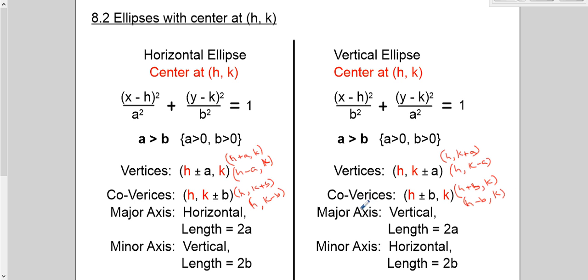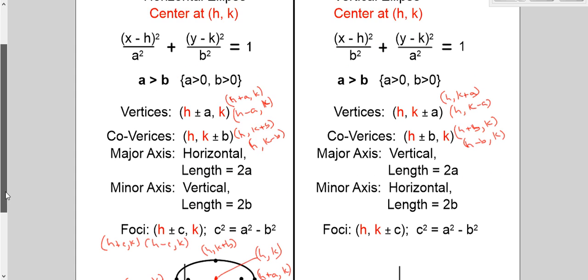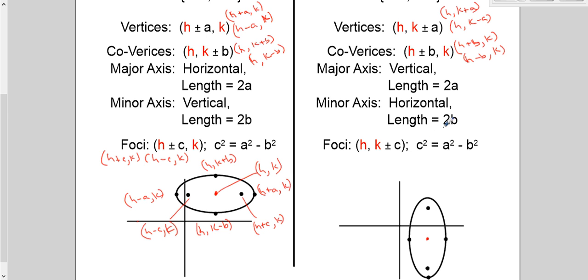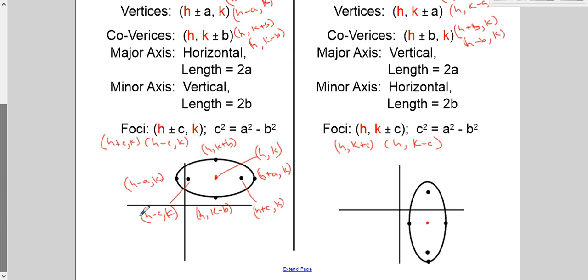Since this is a vertical ellipse, your major axis is vertical, and it is still the length of 2 times a. The minor is horizontal, which is going to have the length of 2b. In your foci, you're going to have the value of c going up and down with the vertical ellipse, and you'll get (h, k plus c) and (h, k minus c). And let's look at this graph.